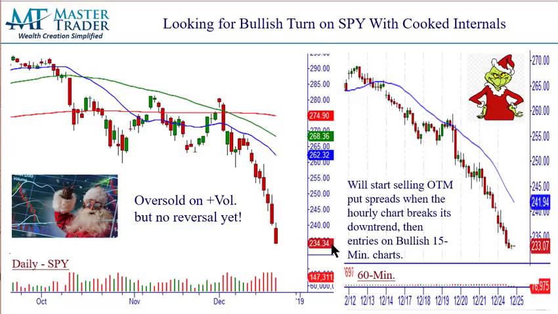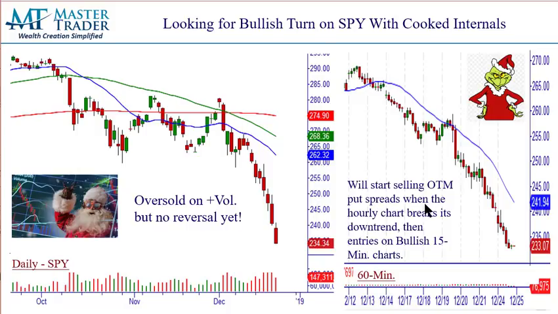That doesn't mean start buying Spiders or selling put spreads. It's oversold here, but there's no reversal. We got no Santa Claus rally. The media says this is the worst December in history. We had no Santa Claus. We had the Grinch this year.